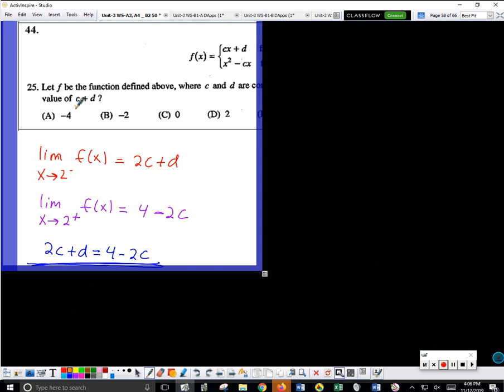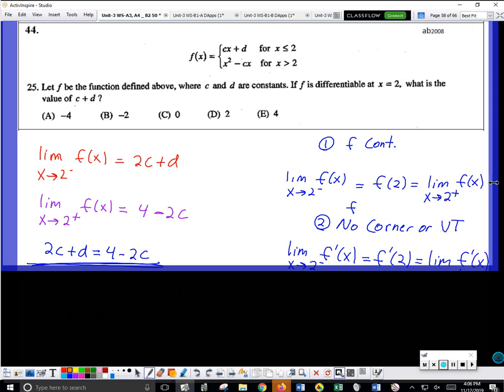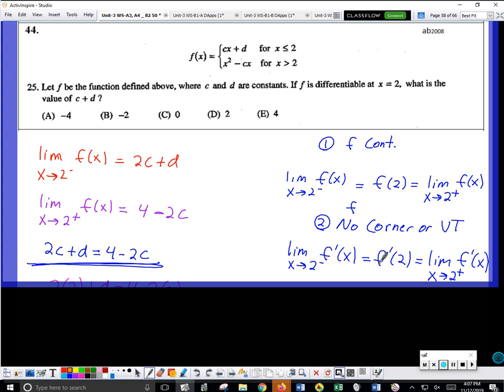So now you have to remember, differentiable also means this. F won't have a corner and F won't have a vertical tangent. And F prime must fit this equation. So this is your flashcard right here. This is all flashcard memory. If F is going to be differentiable at x equal 2, first of all, F must be continuous, which means this must be true. Second of all, F can't have a corner or vertical tangent, which means this must be true.